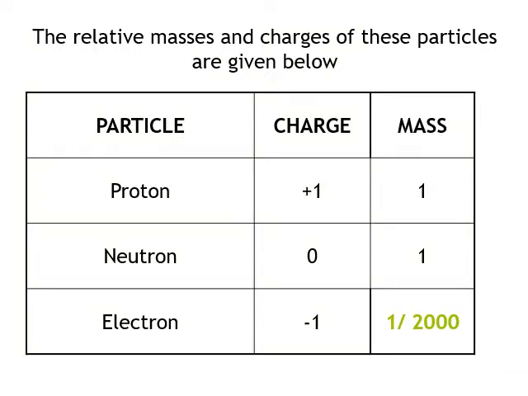Here's a summary of that. So we have the protons that have a charge of +1, and they have an atomic mass unit mass of 1. The neutron has no charge and a mass of 1. The electron has a -1 charge and a very small mass compared to both the proton and the neutron. You should know the charges on the three, but you don't need to know the exact mass of an electron.